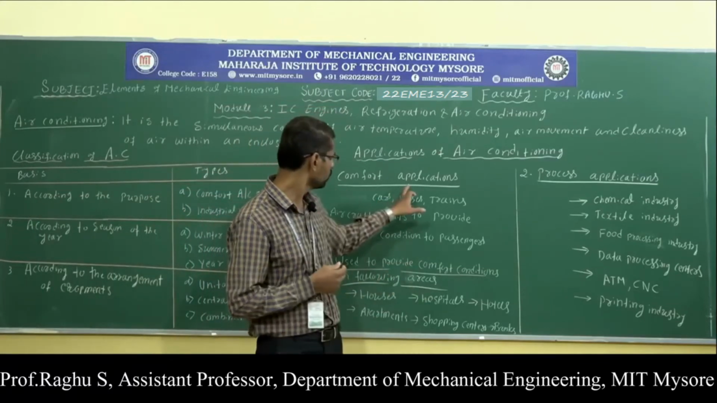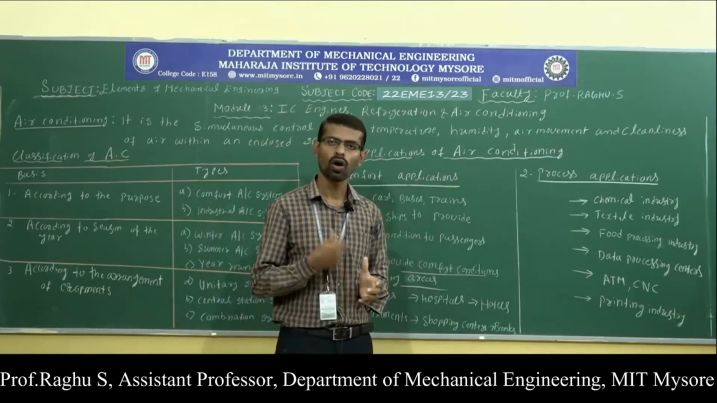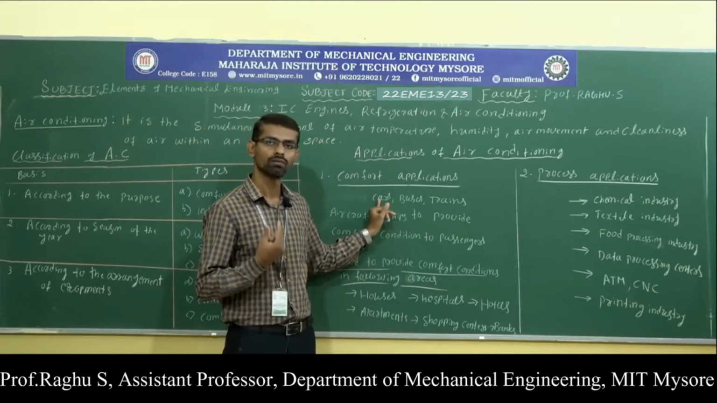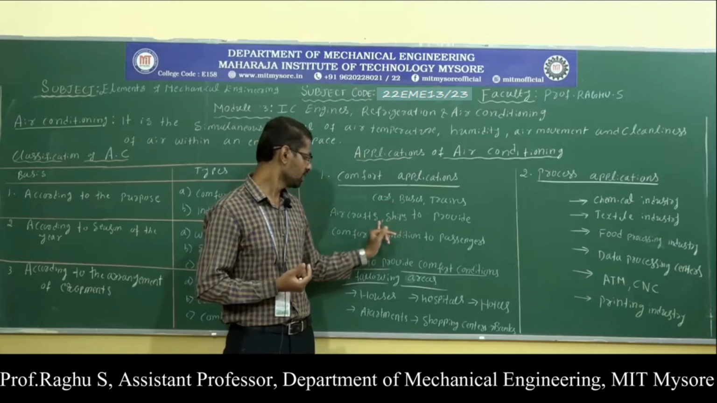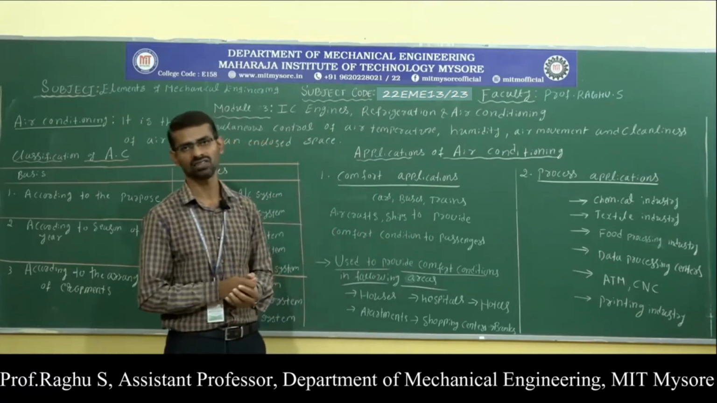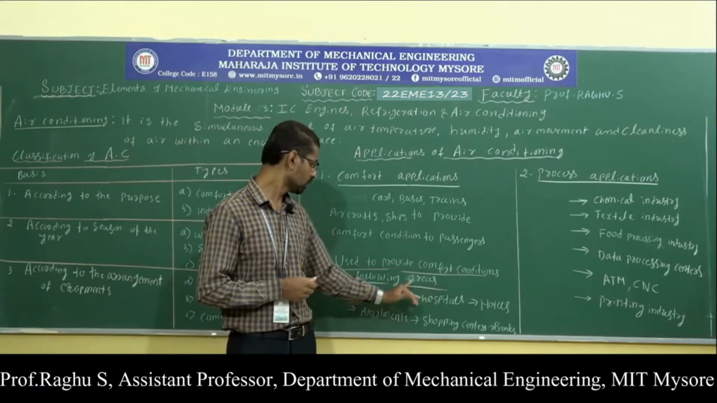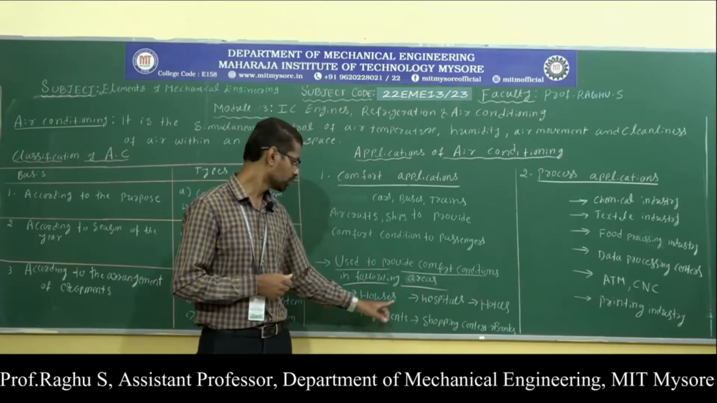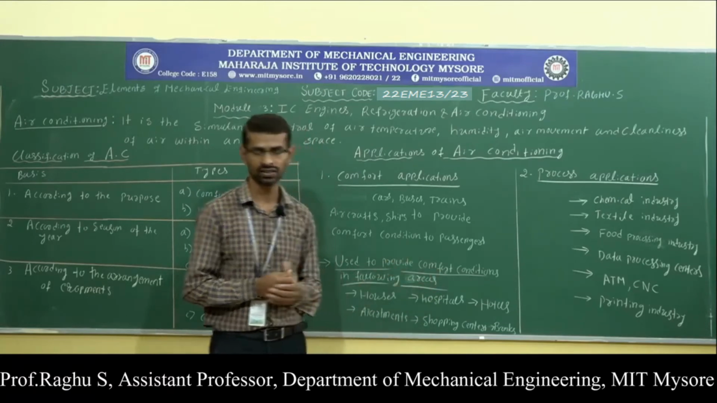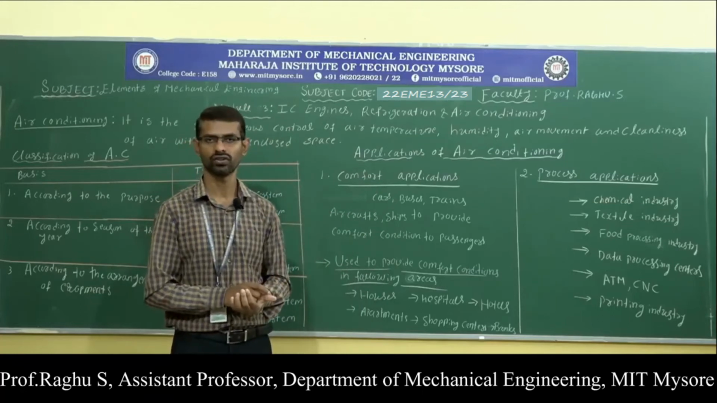Here we have comfort applications and process applications. What are the comfort applications? Air conditioning systems are used in cars, buses, trains, aircraft and ships to provide a comfortable environment to the passengers. Comfort air conditioning systems are also used in houses, hospitals, hotels, apartments, shopping centers, banks, malls, etc. So these are the comfort applications of air conditioning.